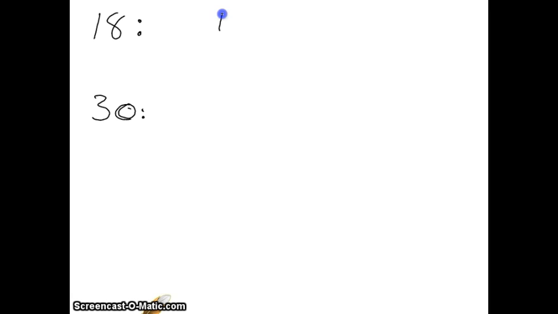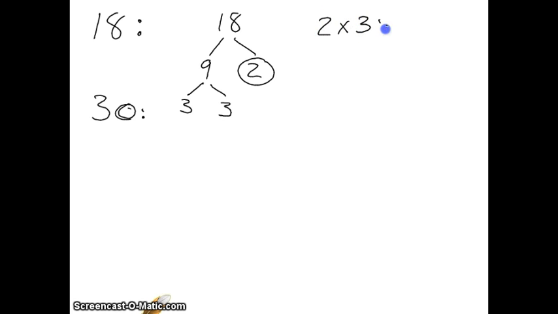So you can do a factor tree of 18. We break it into two factors of 18, and these can be any two factors, say 9 and 2. I know that 2 is a prime number. 9 is not a prime number. 9 can be broken up into 3 times 3. So the prime factorization of 18 is 2 times 3 times 3.